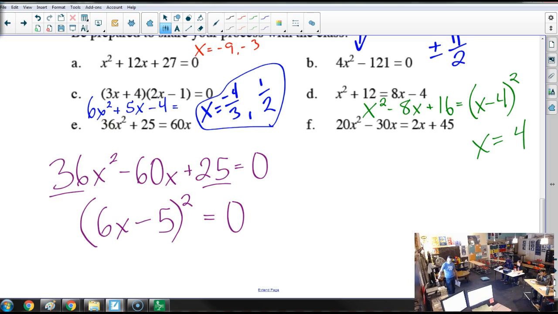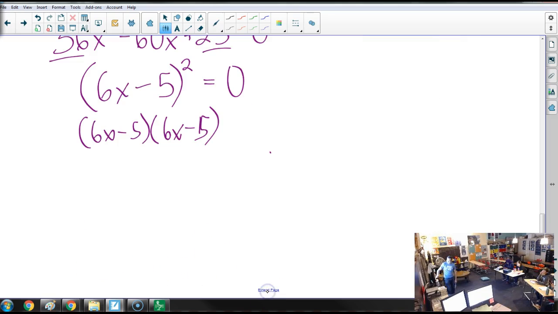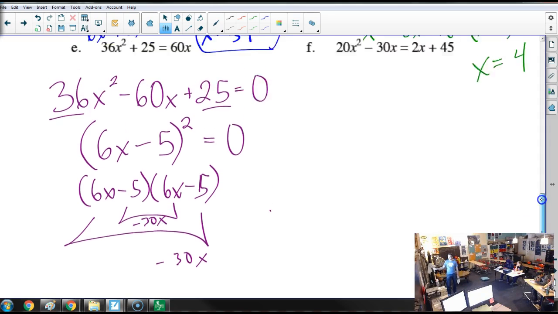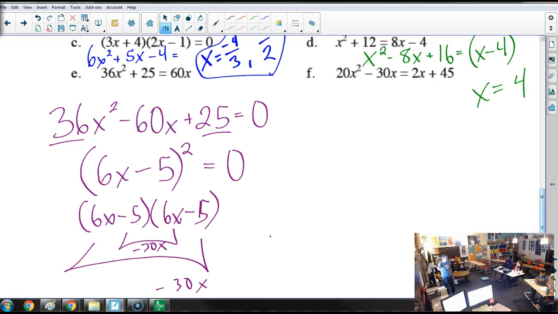And if we think that through, 6x minus 5, 6x minus 5. The outer and the inner are both -30, right? -5 times 6 is -30, and -30. So that gets my -60. This works. It's actually a perfect square trinomial. Wow.